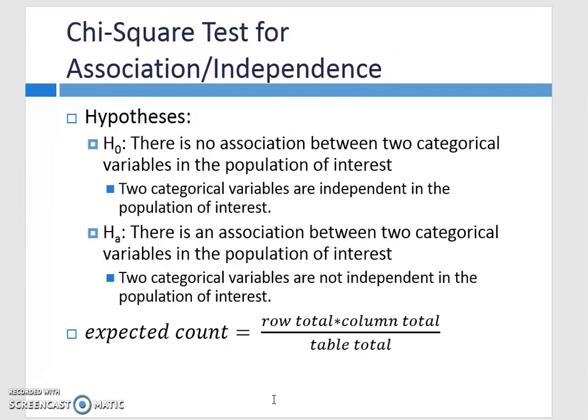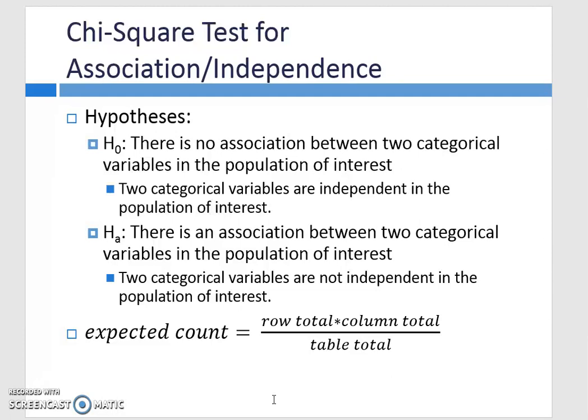Now, testing for association or independence. The null hypothesis: we're saying there is no association between the two categorical variables in the population of interest. Another way you can word that, you could say that the two categorical variables are independent in the population of interest. Obviously, you would put context behind all these. Then our alternative would be that there is an association, or that they are not independent.